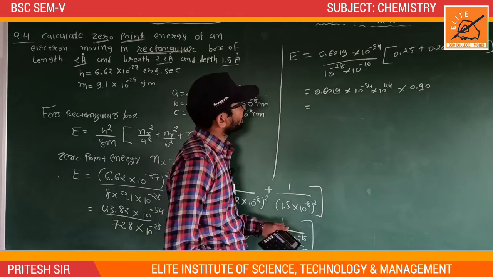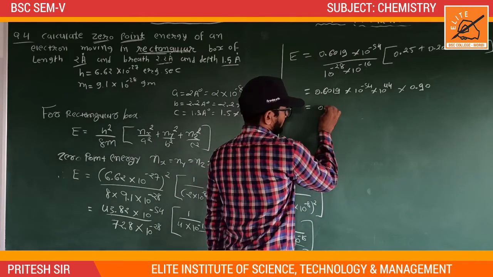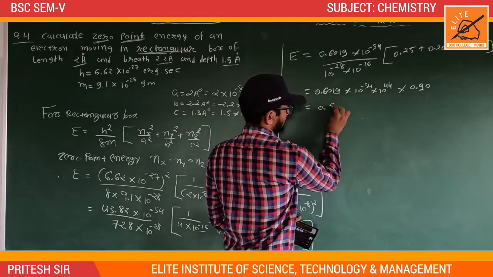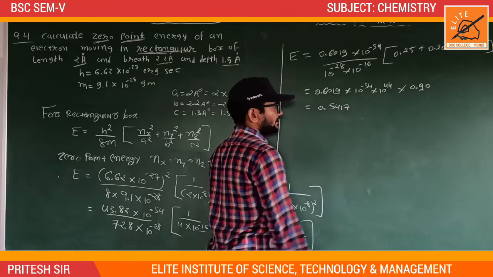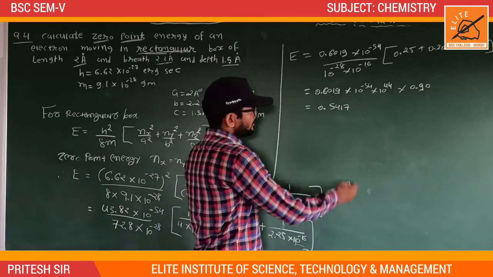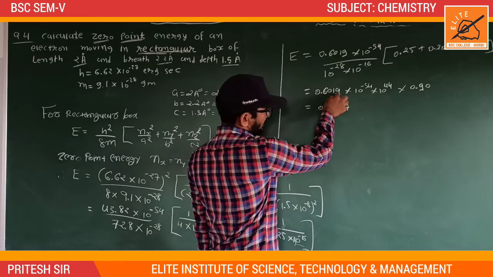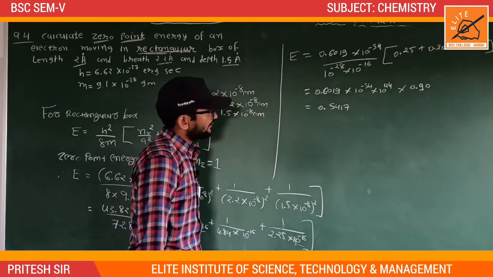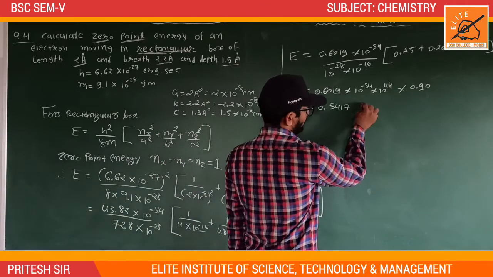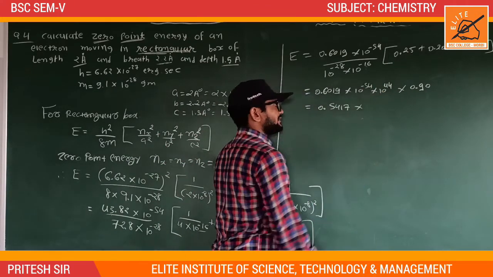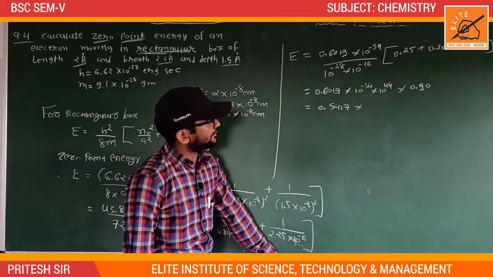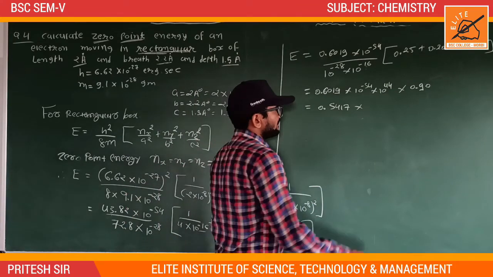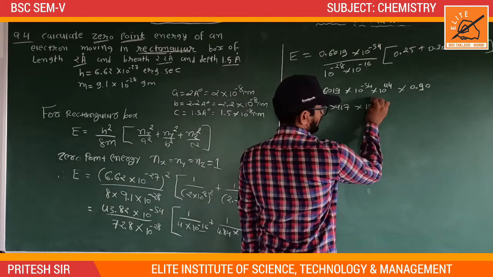is equal to 0.5417. Okay, so multiplication of 0.6019 with 0.9 is equal to 0.5417 into 10 to the power minus 54 plus 44. It means 10 to the power minus 10.